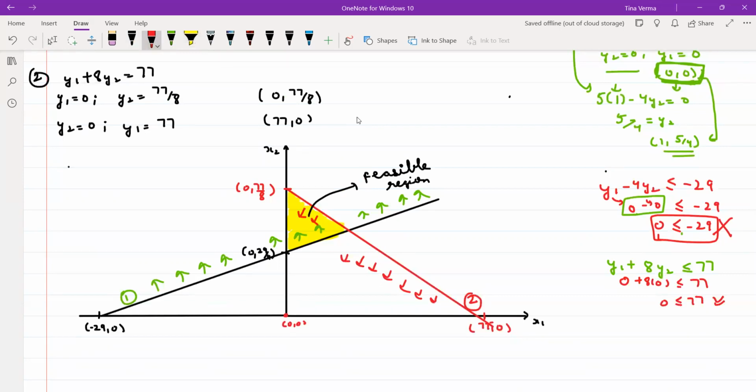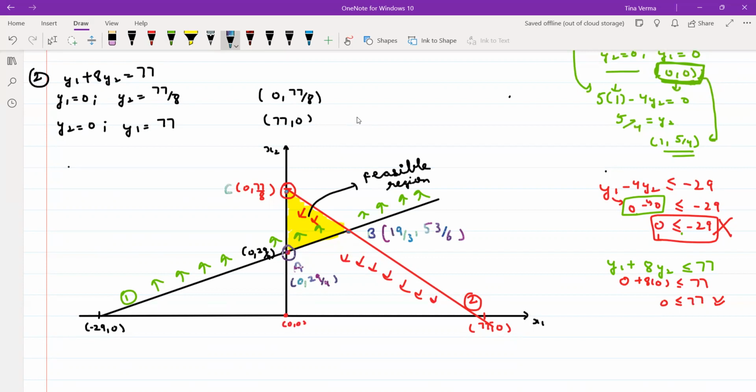So we will do one theorem that we will do its proof just for this understanding. You can notice that this is my closed and bounded region. So I have corner points over here. This is my point A, which is 0, 29 by 4. This is my point B, which is nothing but the intersection of 1 and 2 that you can easily obtain. So this is coming as 19 by 3 and 53 by 6. And this point is my C point 0, 77 by 8.